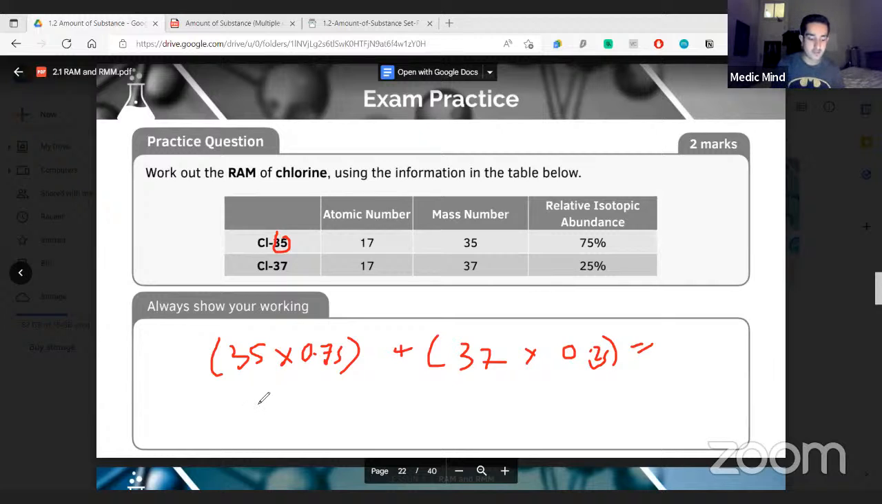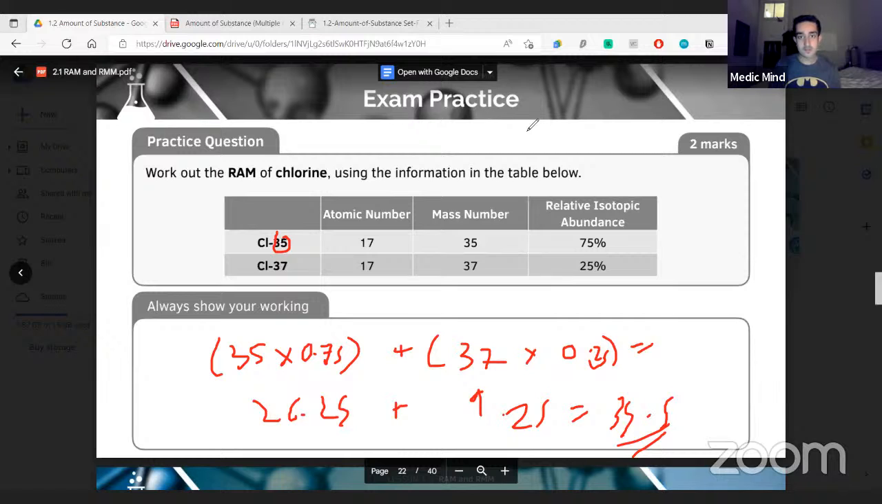so quickly do this on a calculator because you do have access to a calculator in your exams. 35 times 0.75 is 26.25. 37 times 0.25 is 9.25. You add them together, you get 35.5. And then that represents the relative atomic mass of chlorine.